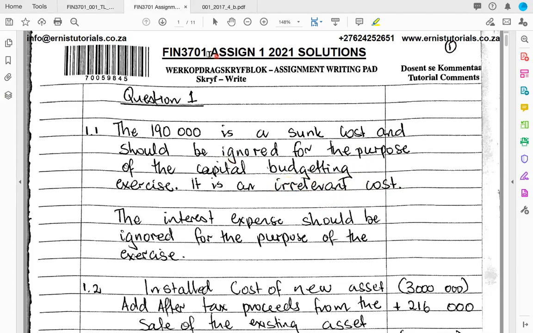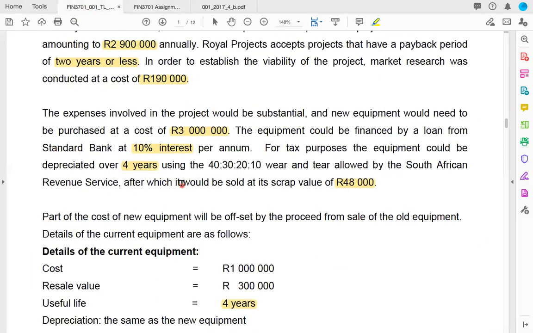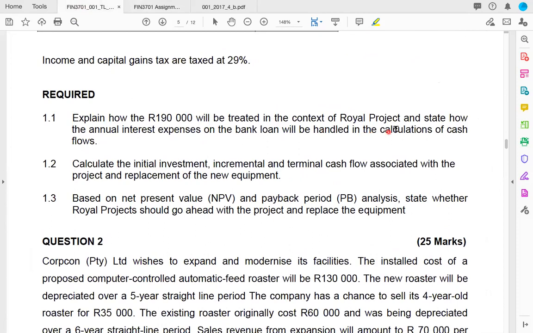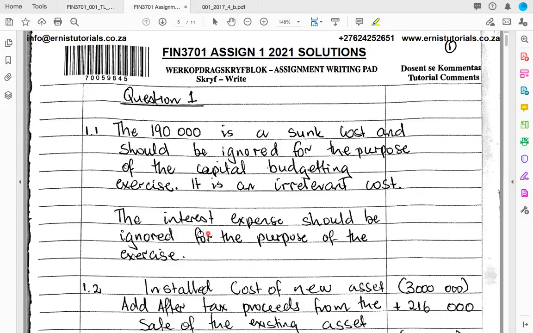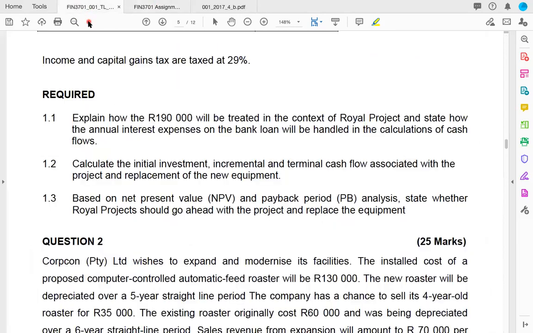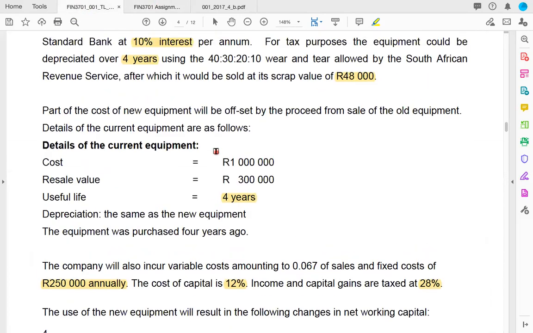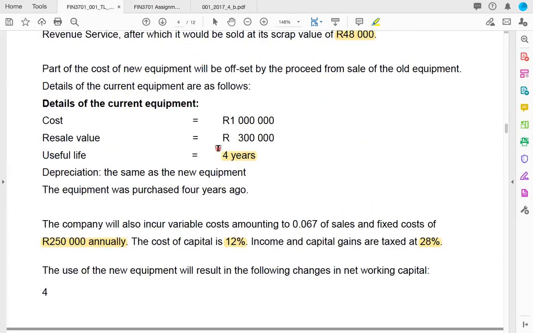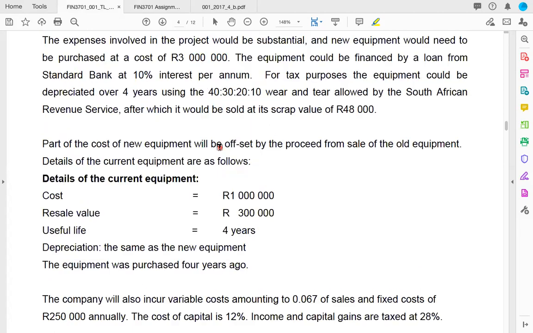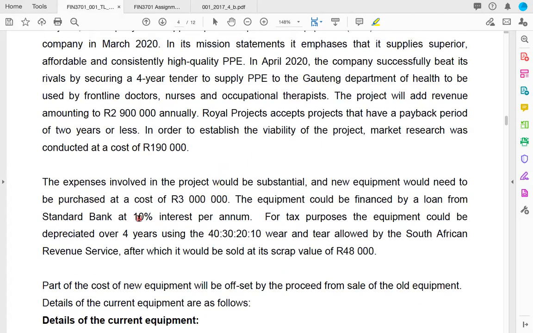And then with regards to the interest expense, we were also asked to comment on the interest expense and state how the annual interest expense on the bank loan will be handled in the calculations for the cash flows. Now, the interest expense should also be ignored for the purpose of the exercise. The interest expense being talked about here is the interest expense associated with the loan. We were told that the company would get a loan from Standard Bank where they'll pay 10% interest per annum, right? This interest should also be ignored for the purpose of capital budgeting decisions, right?